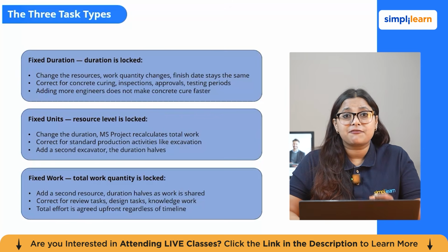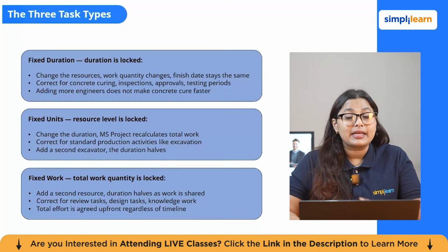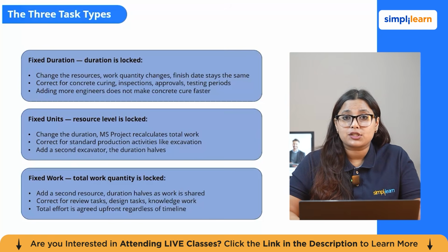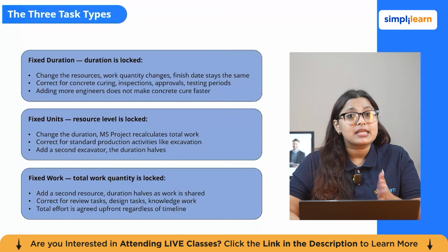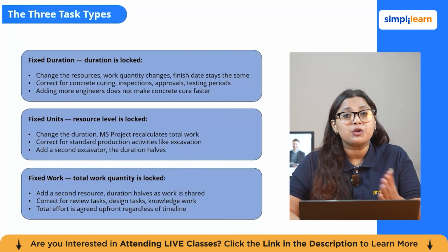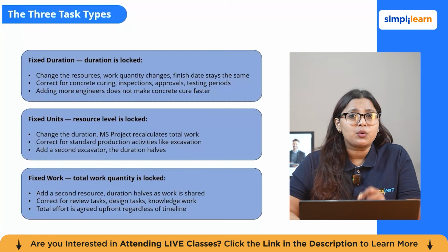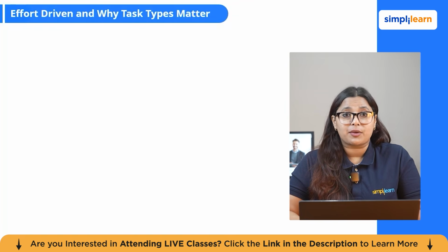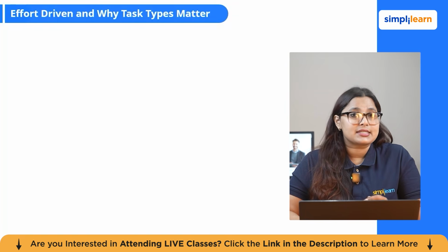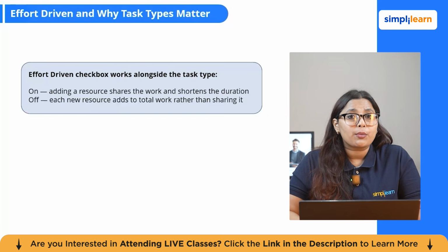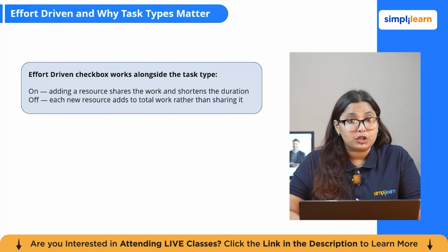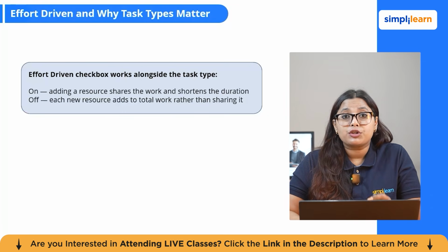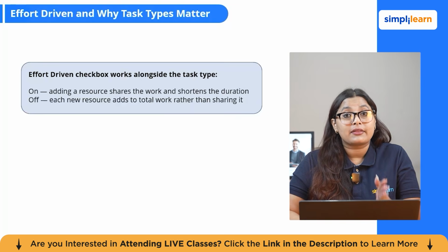And the next one we have is fixed work, which means the total work quantity is locked. If you add a second resource, the duration halves because the same total work is now shared between two people. This is the correct type for review tasks, design tasks, or any knowledge work activity where the total effort is agreed upfront regardless of timeline. There is also an effort-driven checkbox that works alongside the task type. When it is on, adding a resource automatically shares the work and shortens the duration, and when it is off, each new resource adds to the total work rather than sharing it.